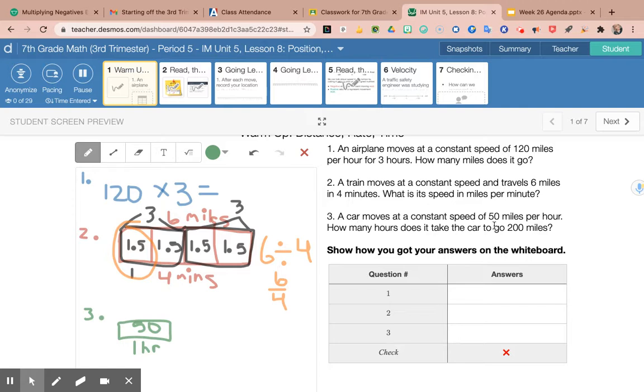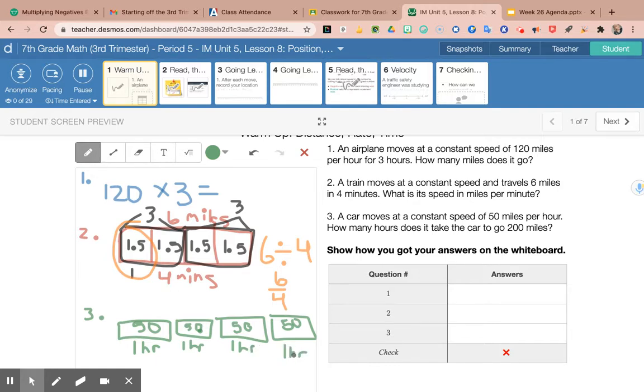It says, how many hours does it take the car to go 200 miles? Well, 2 of them would be 100. And then that would be 150. And if I add another one, that would be 200. And so it looks like I took 1, 2, 3, 4. So it took that car 4 hours. So you type 4 for number 3.